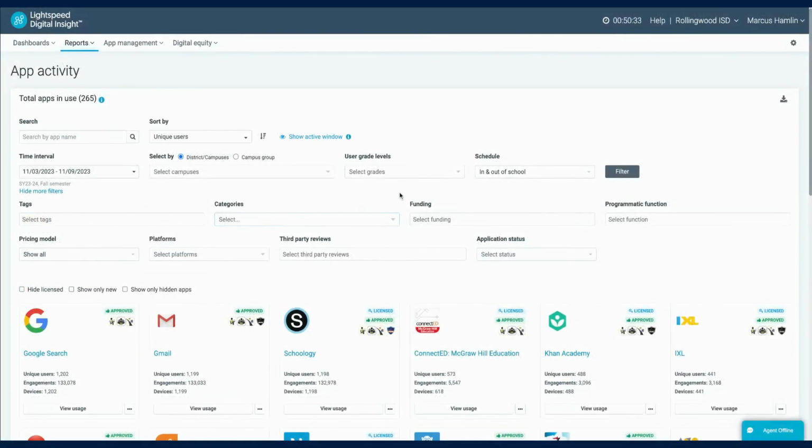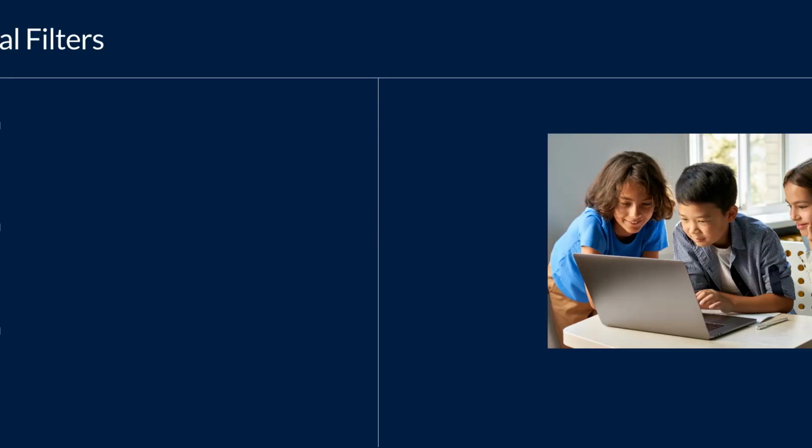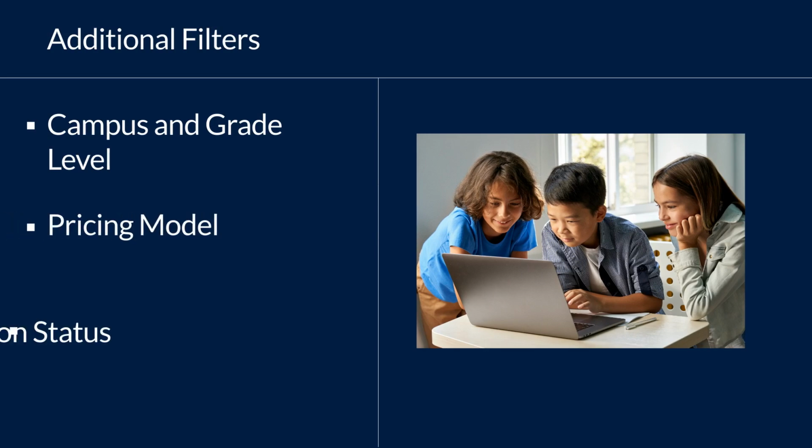The Categories filter is how Digital Insight refers to school subject areas. These are included in application profiles by the Lightspeed content categorization team and allow you to filter the applications in use to only applications containing the selected content area. For example, all math applications. Be sure to examine other filters such as campus and grade level, pricing model, application status, and more.